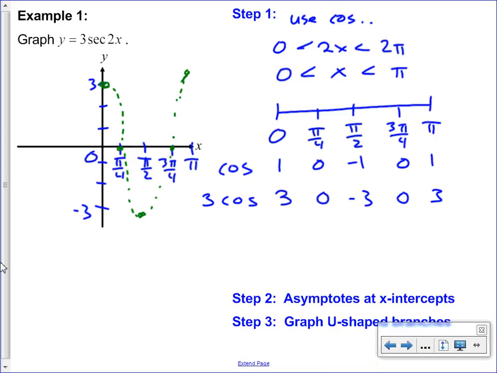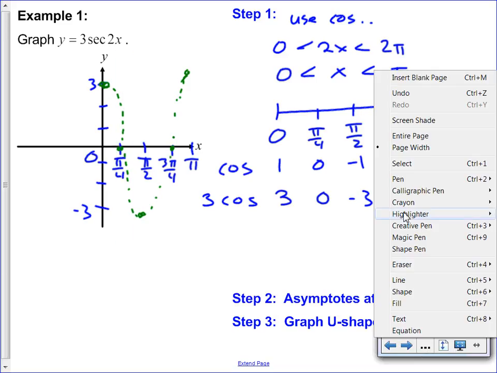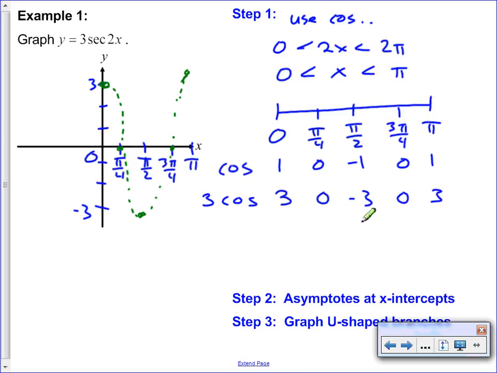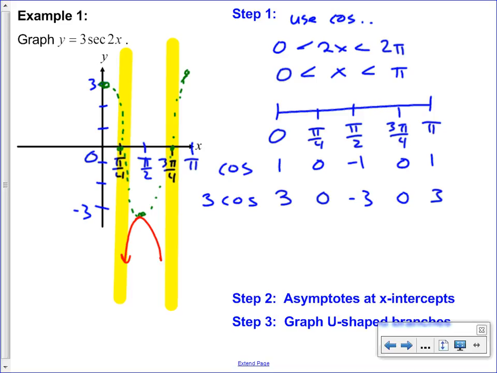Alright. So at pi over 4 and 3 pi over 4. Okay? Now your solid color makes a U, where you have a valley and where you have a hill, and that's just half of the other U. You know that it continues on forever and ever.